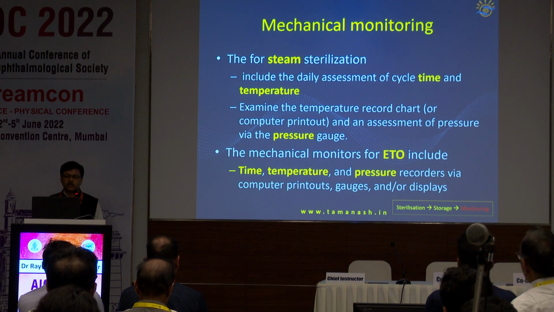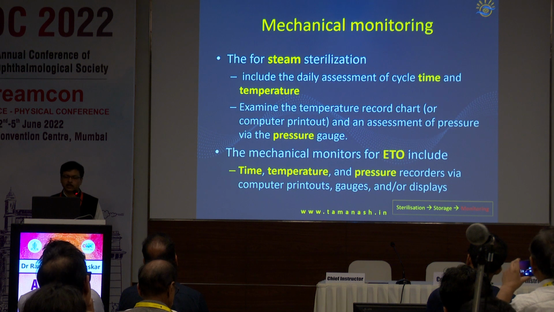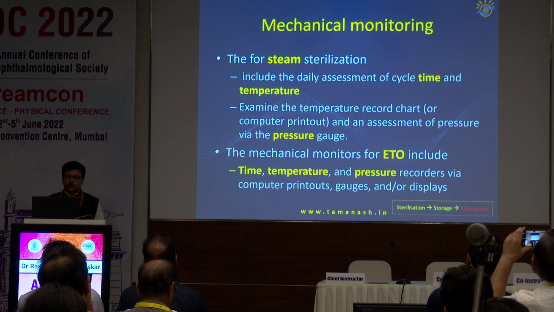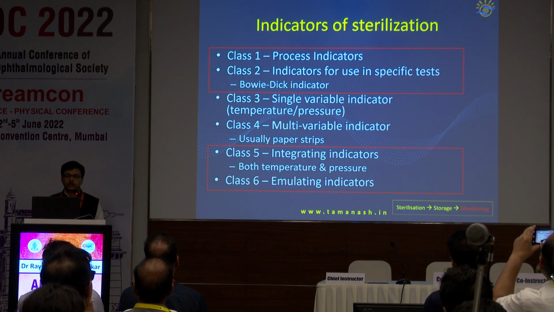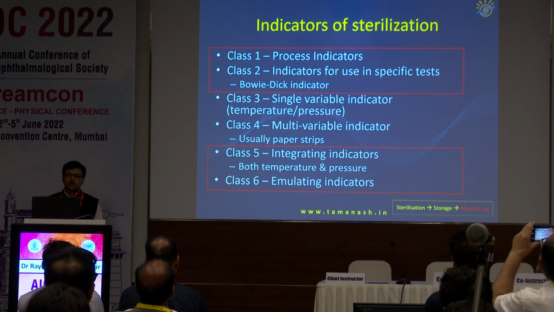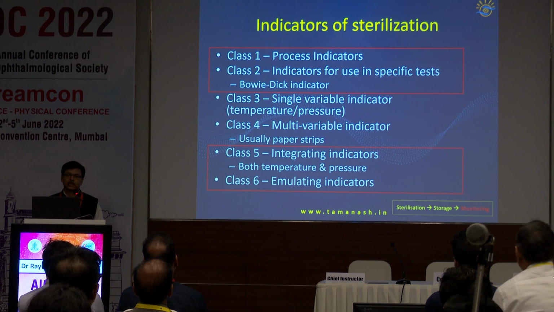All those gauges have to be recorded, but most modern autoclaves have an automated printout system, and if the cycle is broken somewhere, like by a power outage, then the cycle is cancelled and you have to run it again. Mechanical monitors for ETO again are usually not required because most ETO machines now come with a printout method. So we come to the most important point of evaluation of sterilization, that is indicators.